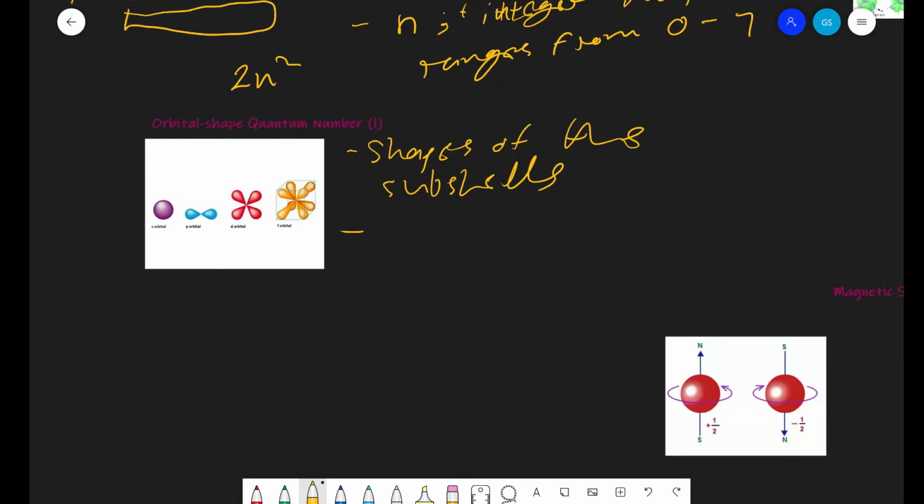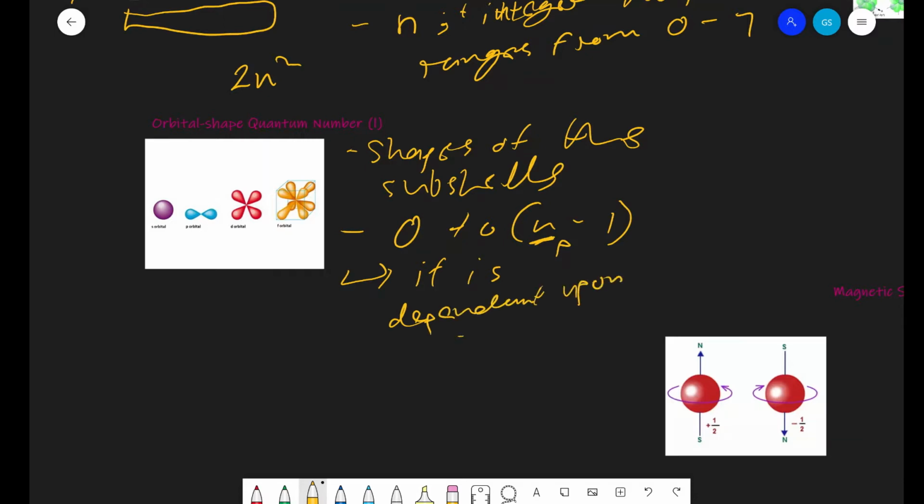Now, because these are quantum numbers, these numbers are going to represent the shapes. The values of L can range from 0 to n minus 1. In other words, it is dependent upon the principal quantum number. Because remember, n represents the principal quantum number.